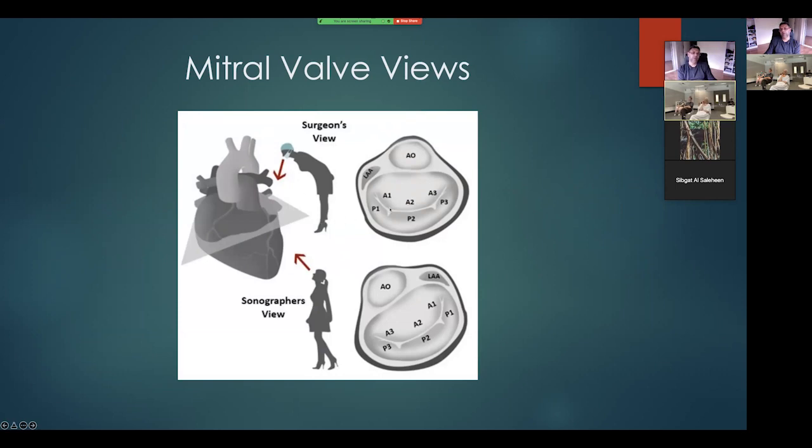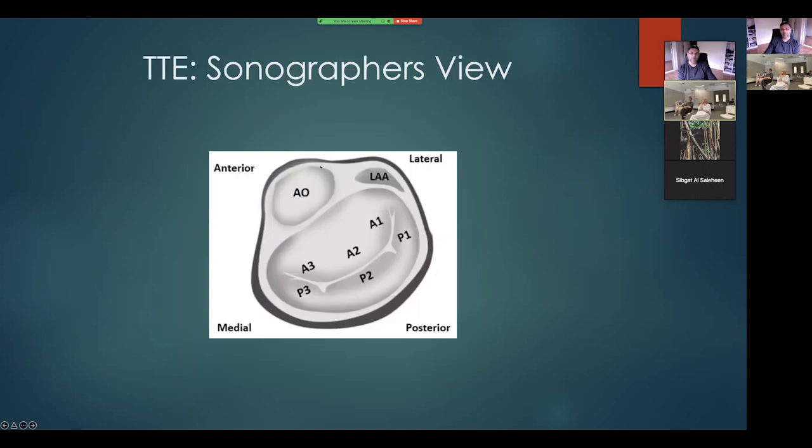So again, where there's aortic valve, that's anterior. Where there's a left atrial appendage, that's lateral. But we will be talking about the sonographic view, which we normally see during our echoes. Again, as I said, wherever there's aortic valve, that's anterior. Sometimes there's no aortic valve, and it's not easy to identify which leaflet we are talking about. So my rule of thumb is that if I can see aortic valve, that's anterior structure.